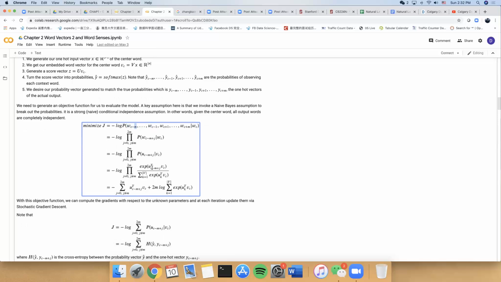On the numerator is the multiplication of the center word with the specific context word you are trying to predict, and in the denominator is the summation of all the multiplications of the center word and the context words. This is the softmax function. Does anyone not know the softmax function, or do you all already know what it is? It's basically an exponential divided by the summation of exponentials, and it has a value from 0 to 1. That's basically why we use the softmax function here. Do you all know the softmax function?